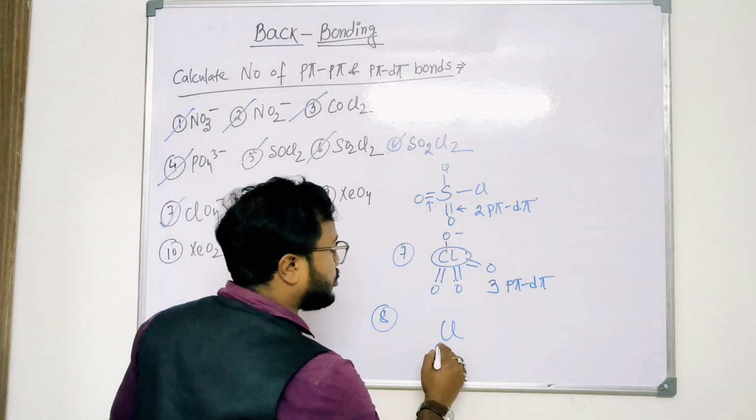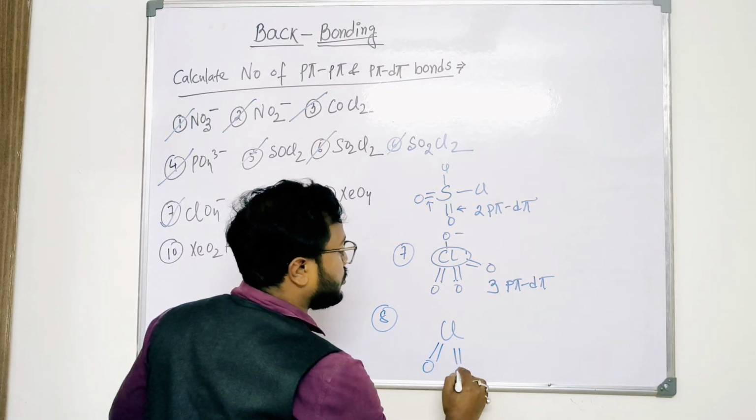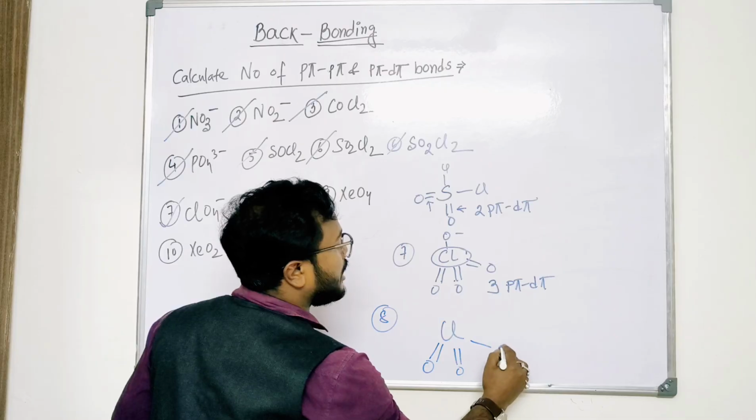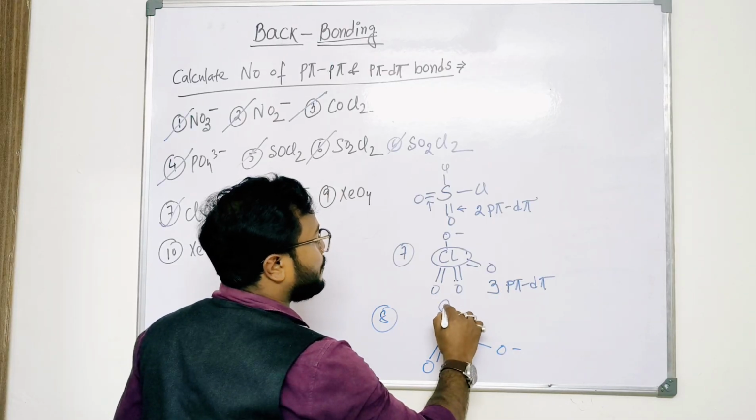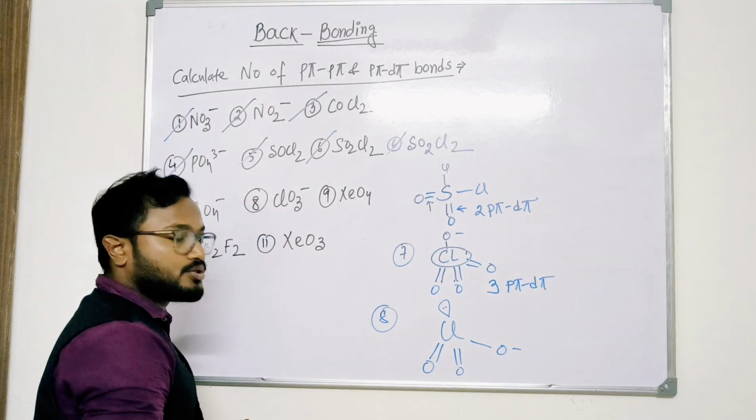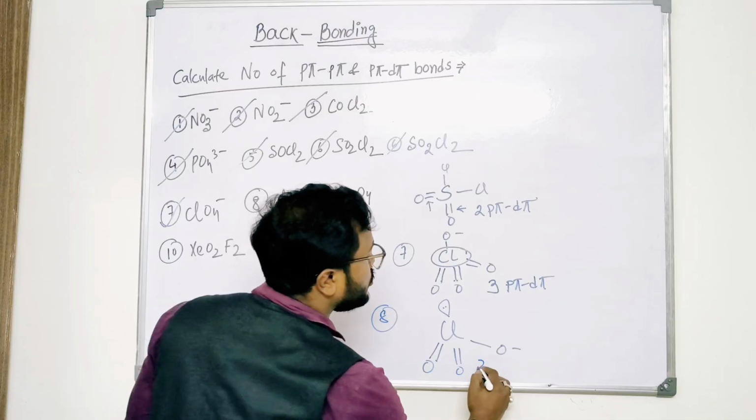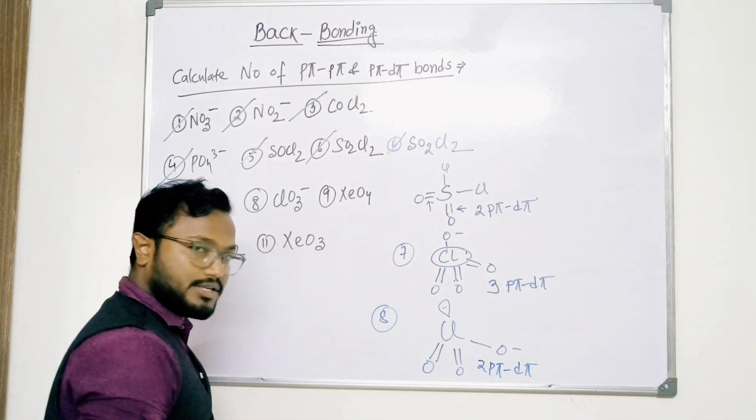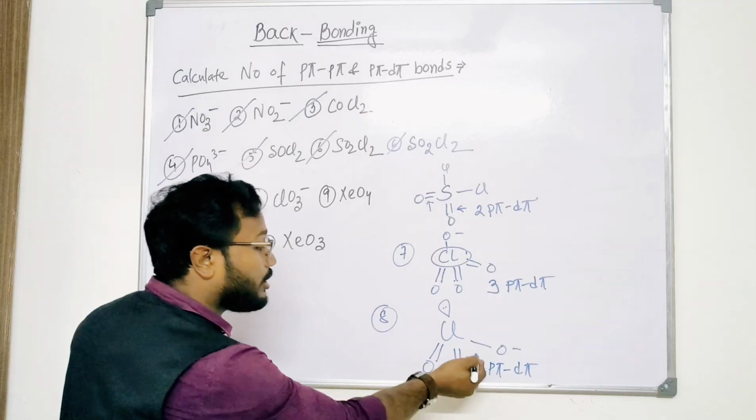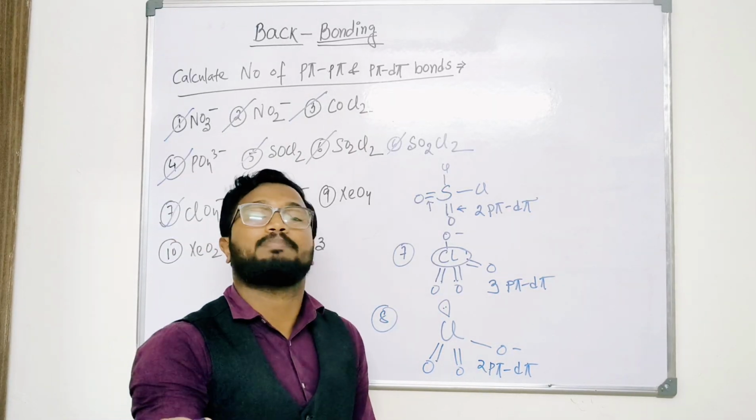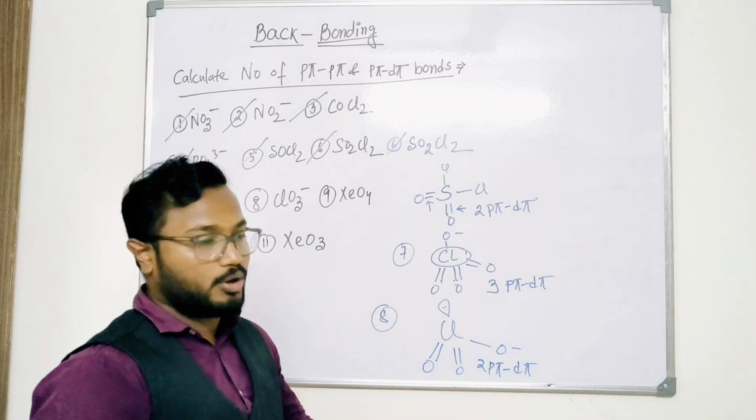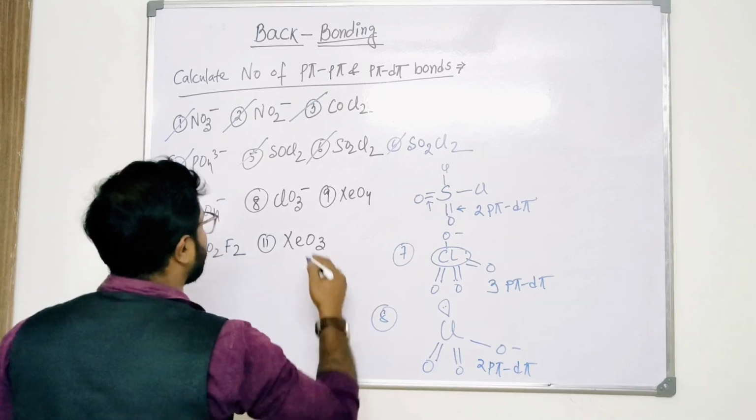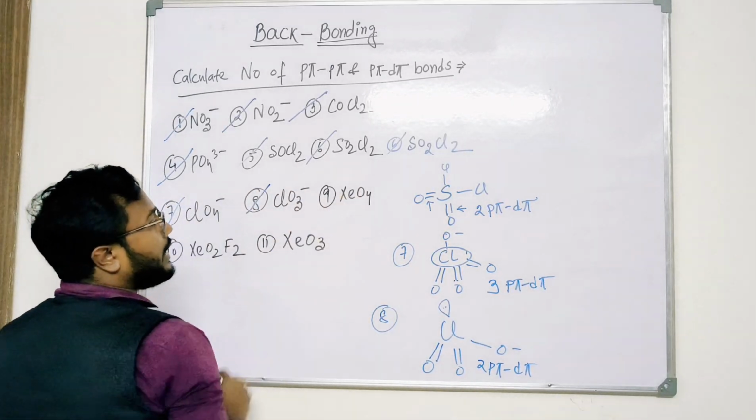In case of ClO3 minus, double bond O, single bond O minus, one lone pair will come. So in this case, what will happen? 1 and 2. So there 2 p pi d pi back bonding is there. When pi bond is there, I am checking always double bond, because pi bond is only present in double bond system. In these cases, ClO3 done.